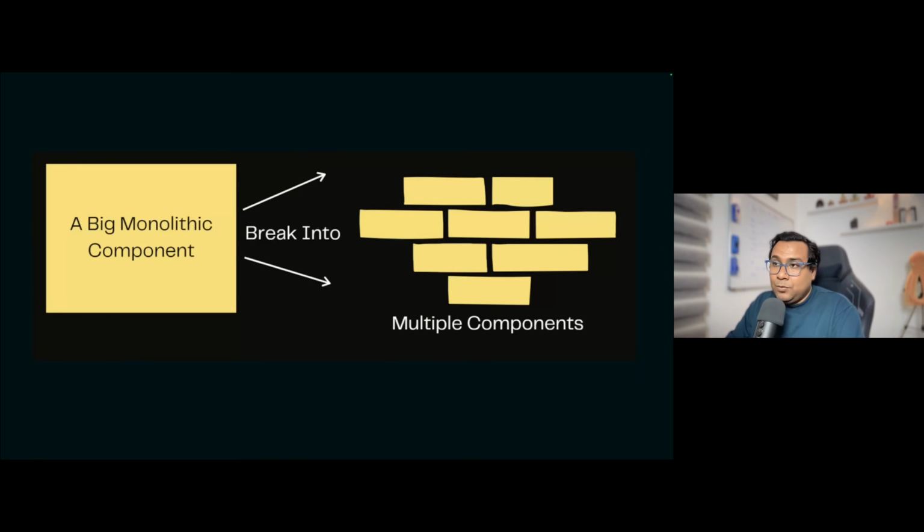The second problem would be that fixing a small issue might result in breaking something else on another part of the application that nobody is noticing. Also, reusability: as it is a big monolithic component, one part of the component cannot be reused in another part because you are not separating it out. So it's always good to break a big monolithic component into smaller singular units and multiple components. That's what we're seeing in this picture.